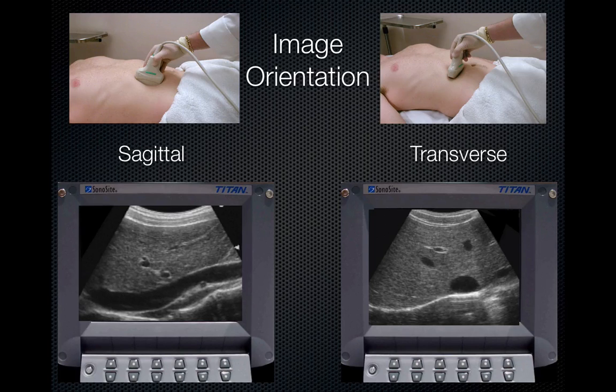Some more terminology for image orientation. When we are looking at things in the longitudinal plane, we also call this the sagittal view. When we are looking at a cross-sectional plane, we also refer to this as the transverse view.